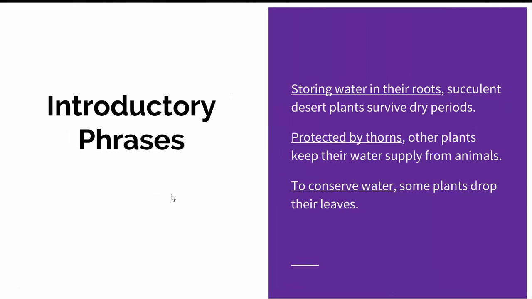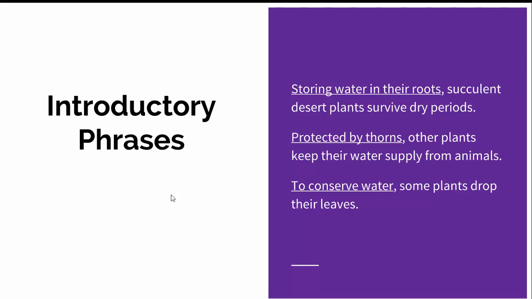So as introductory words, let's look at introductory phrases. Storing water in their roots, succulent desert plants survive dry periods. Storing water in their roots is our introductory phrase. Notice that storing, there's that ing, so that's set up a red flag, but I need the words that go with it. So I need water in their roots to go with the word storing, and then the comma goes after roots.